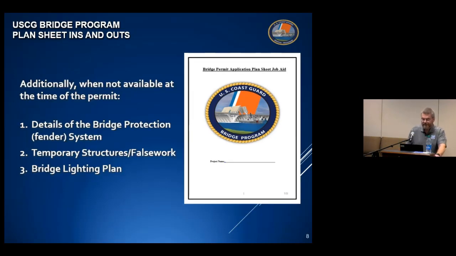There are usually a few additional items that you won't have available when you receive your bridge permit, but this stuff must nonetheless be submitted to the district bridge office before you commence construction. These items include the details of the bridge protection system, details for temporary structures falsework, which is mentioned in the last slide, are different from temporary bridges, and details for the bridge lighting plans. Those are separate and normally decided upon much later in the design and construction process.